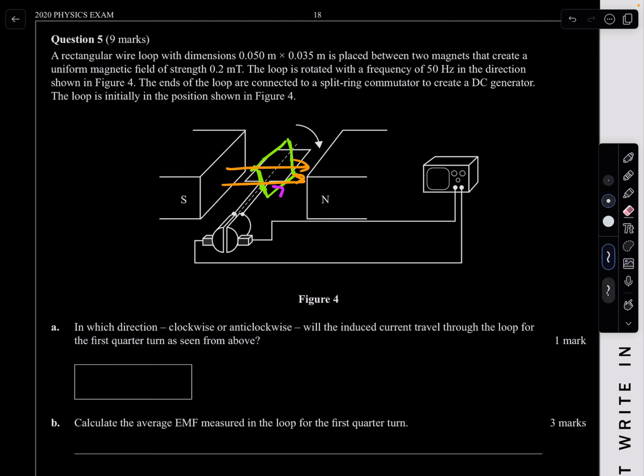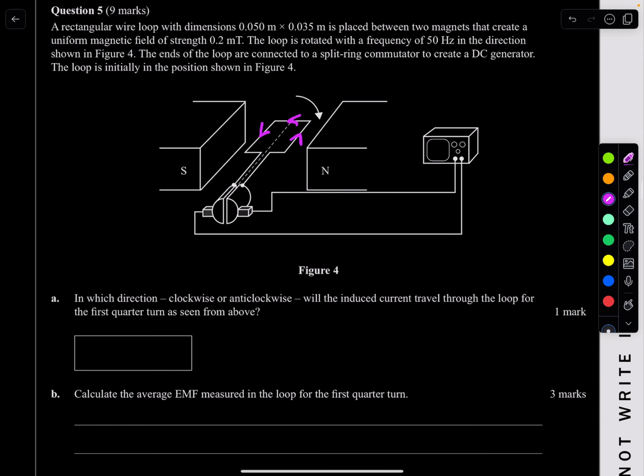So let me rub these out now. We don't need these things here. It should kind of be rotating like that. So if you bring it back to the plane here, this is how the current would look. And if you're looking at it from above, this is actually anti-clockwise. Beautiful.